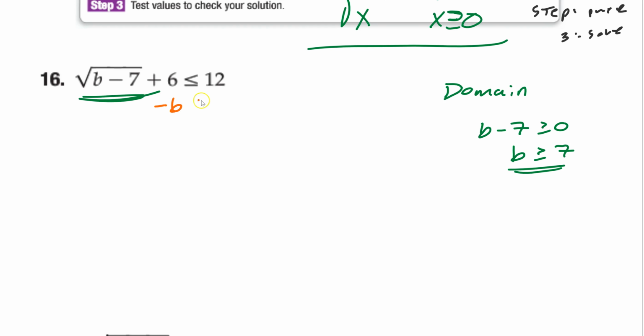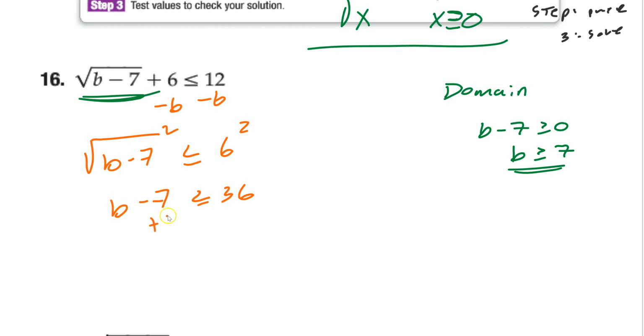Subtract 6 from both sides. The square root of b minus 7 is less than or equal to 6. Square both sides. B minus 7 is less than or equal to 36. Add 7. B is less than or equal to 43. So here's the problem. This is why we have to do domain. So this is saying b is less than or equal to 43 is your solution.